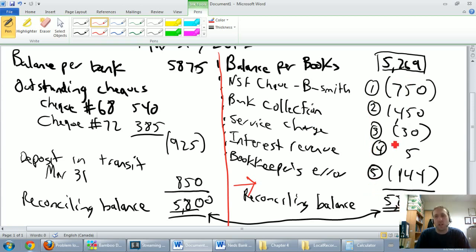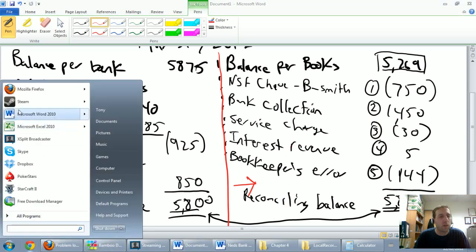We're at 5269, but we're saying we should be at 5800. Well, these 5 items, we need to record journal entries to correct them. So that's going to be the next stage of the game. We're going to need to record 5 journal entries for those 5 items that are a little bit messed up.